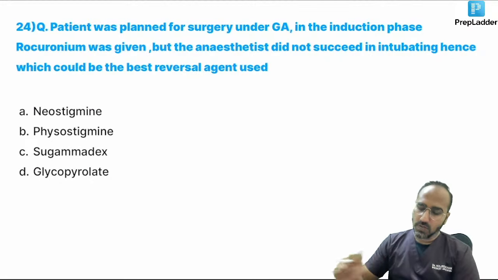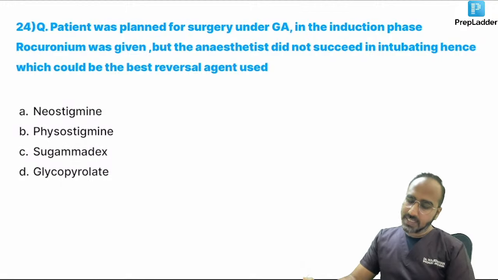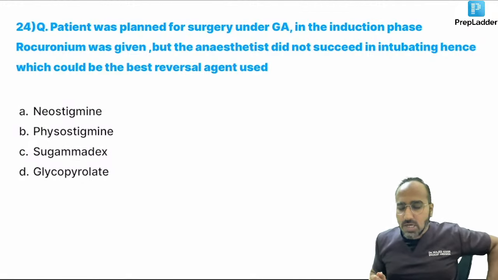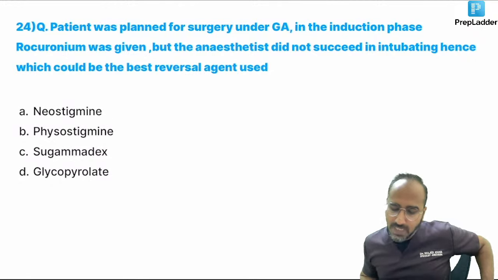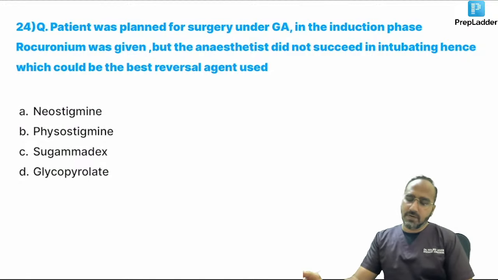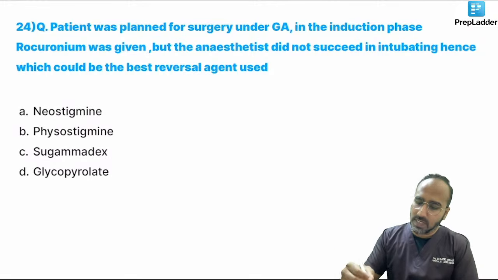Now, guys, look over here. Next question. A patient was planned for surgery under general anesthesia. In the induction phase, rocuronium was given, but the anesthetist did not succeed in intubating. Which could be the best reversal agent used? Now, guys, if the anesthetist has failed in intubation and you have given rocuronium, which could be the reversal agent that could be given over here?